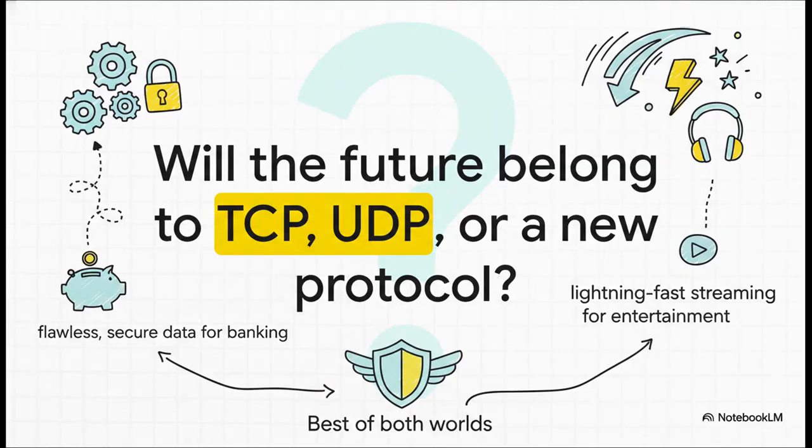So, at the end of the day, what should you take away from all this? It's not just how TCP and UDP work, but a really interesting question about the future. Right now, our world demands both. We want flawless, secure data for things like banking, but we also demand lightning-fast, real-time streaming for our entertainment. As those demands get even more intense, will the internet of the future keep relying on these two specialists, or will a new protocol emerge to give us the best of both worlds, something that's both fast and reliable? The answer's already taking shape, and it's going to define the next generation of how we connect.